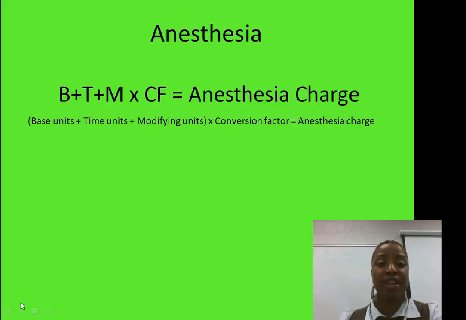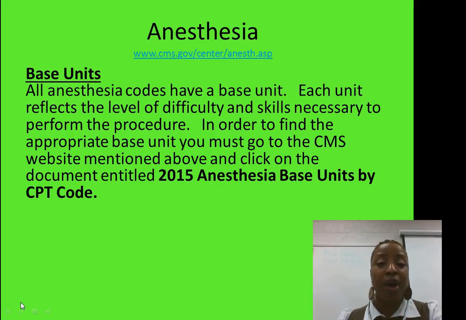You have to know base units, time units, modifying units, and a conversion factor in order to come up with an anesthesia charge. So, how do you find the base unit? Just know that all anesthesia codes have base units. You must go to the CMS website, mentioned above here, to find the base units by the anesthesia code. So keep that in mind.